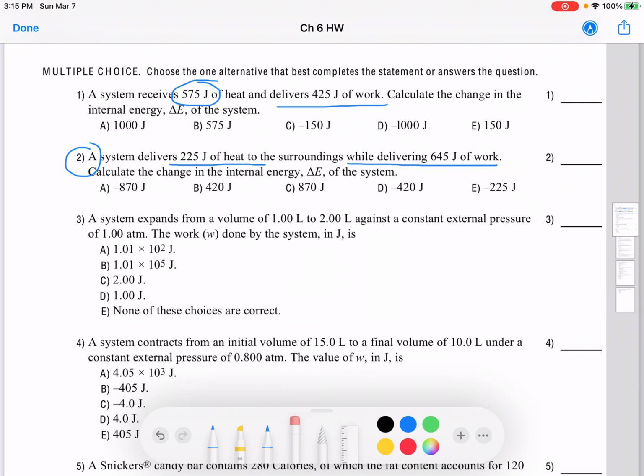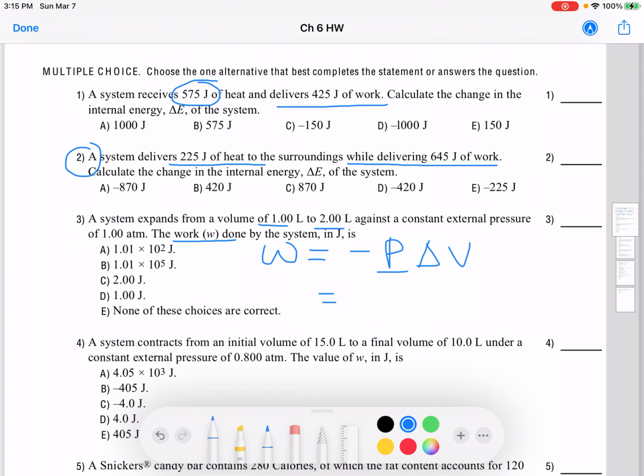And then the third question: a system expands from a volume of 1 liter to 2 liters against a constant external pressure of 1 atm. The work done by the system in joules is what? We want to find out the work, and for this question we're going to be using the equation W equals negative P delta V. Pressure is indicated by P and delta V is the volume change, final minus initial volume. From 1 liter to 2 liters, 2 minus 1 would be 1 liter.